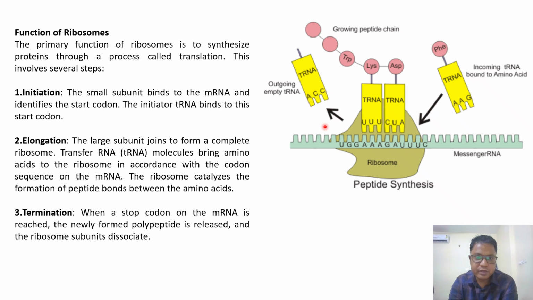Then second is elongation. The large subunit joins to form a complete ribosome. Transfer RNA molecules bring amino acids to the ribosome in accordance with the codon sequence on the mRNA. The ribosome catalyzes the formation of peptide bonds between the amino acids. And now the final step is termination. When a stop codon on the mRNA is reached, the newly formed polypeptide is released and the ribosome subunits dissociate.